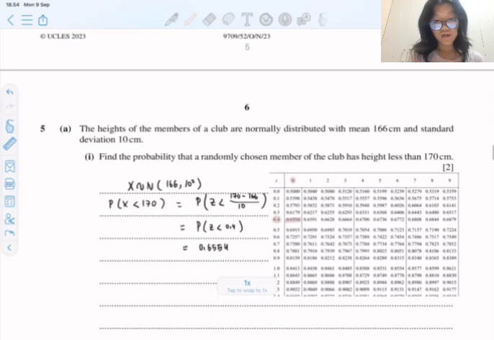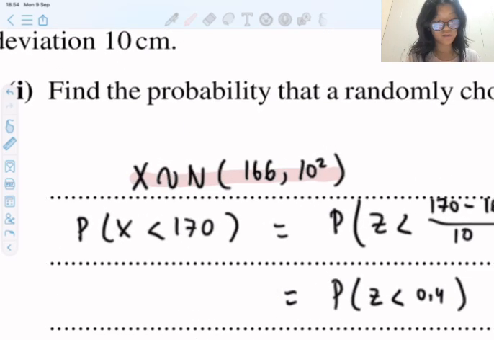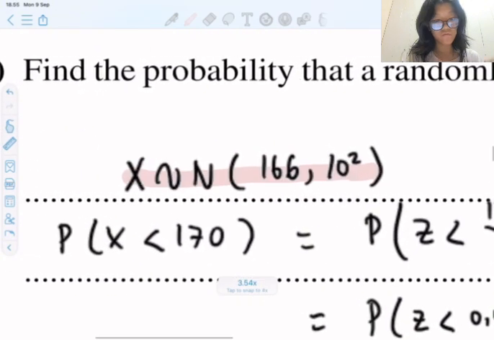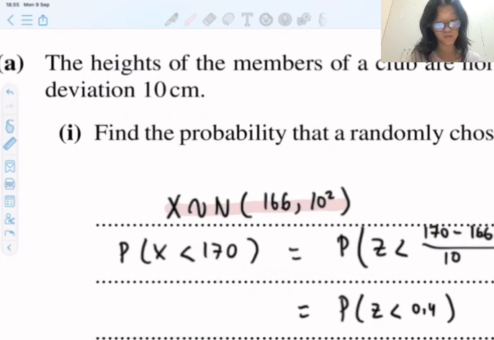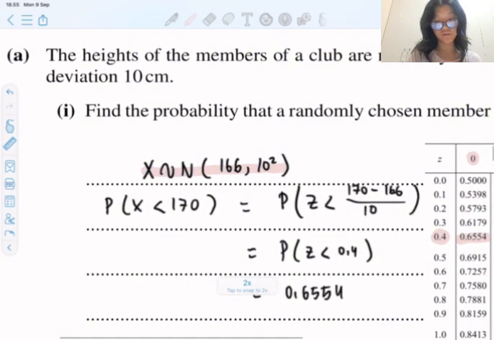5A. The heights of the members of a club are normally distributed with mean 166 centimeters and standard deviation of 10 centimeters. The first A. Find the probability that a randomly chosen member of the club has height less than 170 centimeters. First of all, we need to write that X is normally distributed with a mean of 166 and a variance of 10 squared. As you know, the variance is the square of the standard deviation.